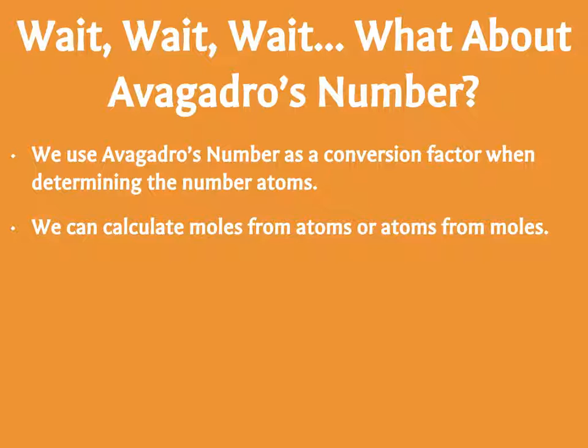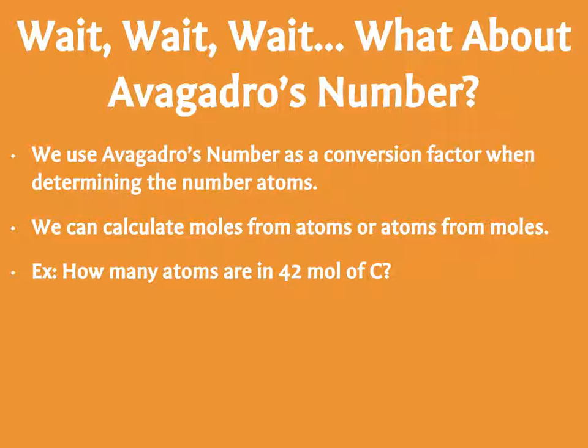Well, wait. Here we've talked all about Avogadro's number, this fancy 6.02 times 10 to the 23rd. Well, why does it even matter? Well, it matters just like the periodic table does, in the sense that we can actually calculate how many atoms are in a certain number of moles of something. So just like we calculated the number of grams when we had more or less than 1 mole, you can calculate the number of atoms in more or less than 1 mole.